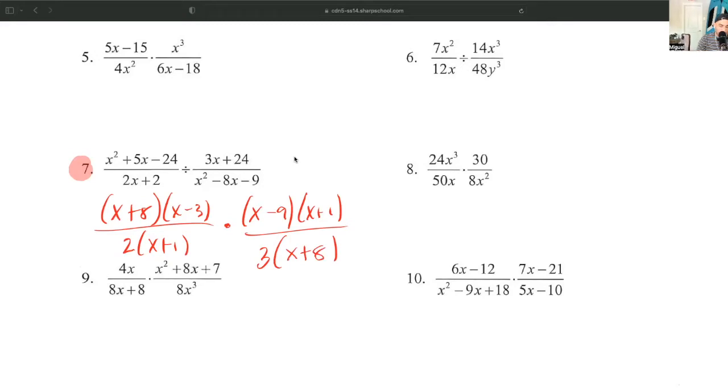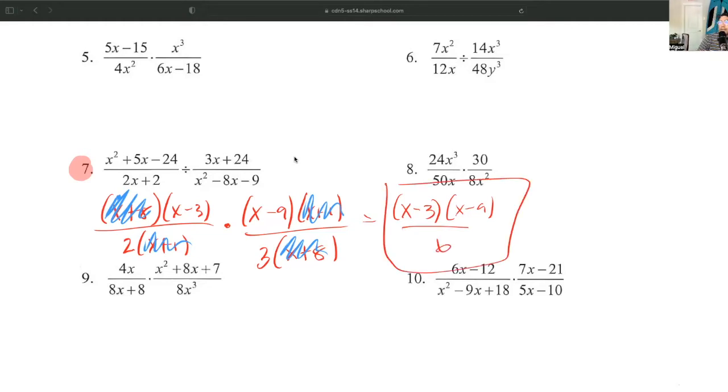Very cool. So let's look at what cancels out. The x plus 8, the x plus 8, the x plus 1, the x plus 1. And that looks like it's our answer now. And this is what I keep mentioning. Let's just go ahead and leave it factored out. It becomes x minus 3, x minus 9, all over 6. And that is our answer there.